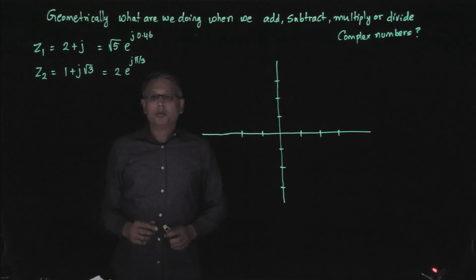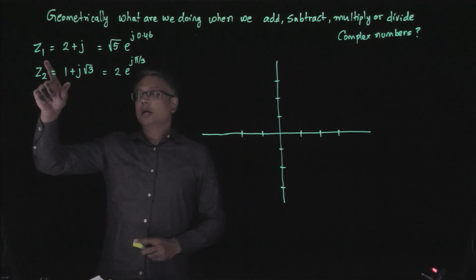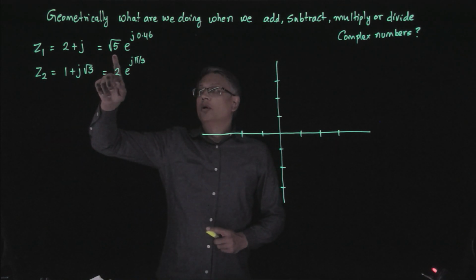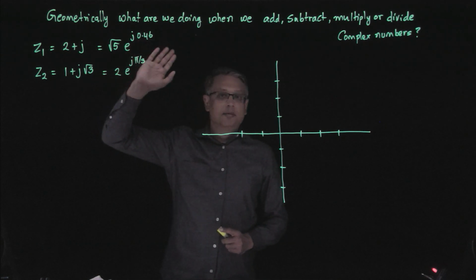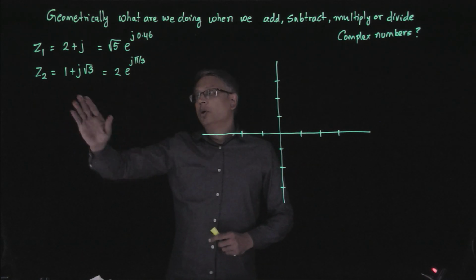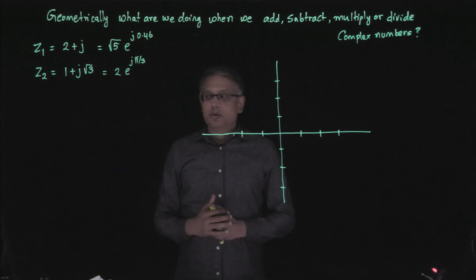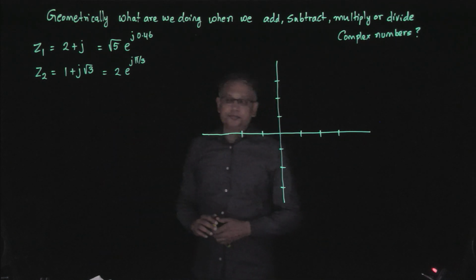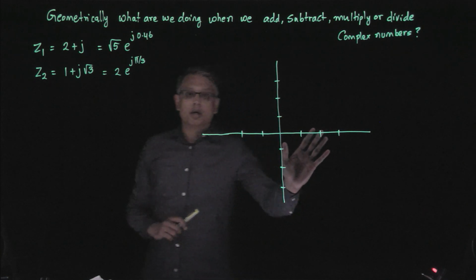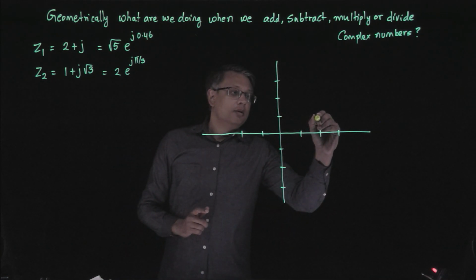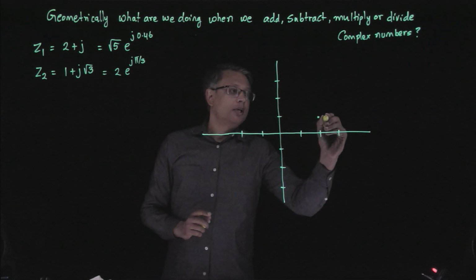So let's say that we have two complex numbers, z1 and z2, and z1 is the complex number 2 plus j, which is in polar form square root of 5 times e to the j some angle. Let's not worry too much about this at this point. And z2 is 1 plus j times square root of 3, which is 2 times e to the j pi over 3. So if we were to plot these two complex numbers, z1 lies here, so that's z1.